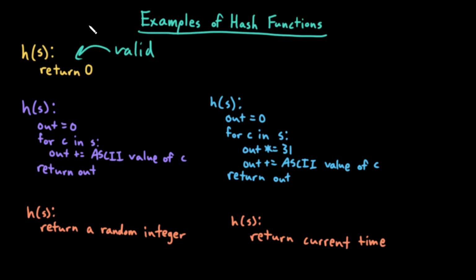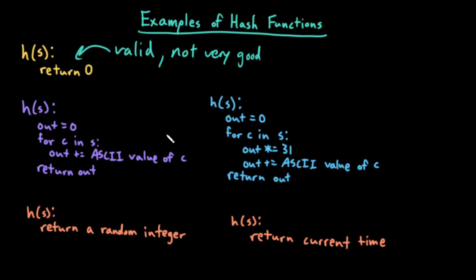So if I give it object x and object y, where x is equal to y, it should return the same exact hash value. And it does. It would be nice if it returned different hash values for different objects, but that's not a requirement. So this is a valid hash function, but it's not a very good one. Because as we mentioned, ideally we want to have different hash values if our objects are unequal.